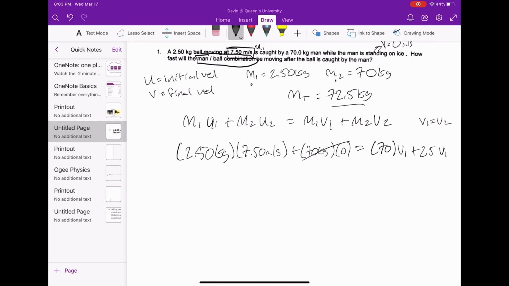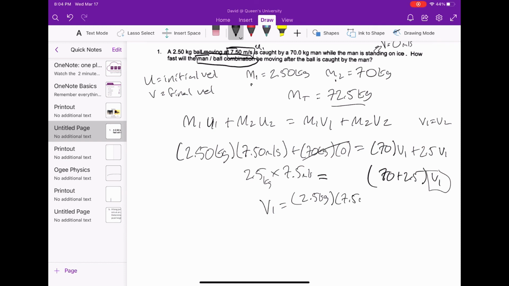And as you probably have learned in your factoring classes, then we can actually do 70 plus 2.5 times v1. Mathematically, that's the same. And this equals 2.5 times 7.5. And so now all we have to do is rearrange and solve for v1 here. So v1 equals 2.5 kg times 7.5 meters per second, all over 72.5 kilograms.